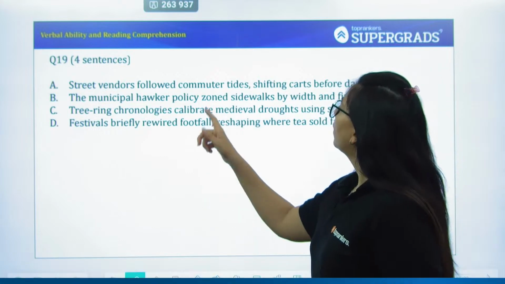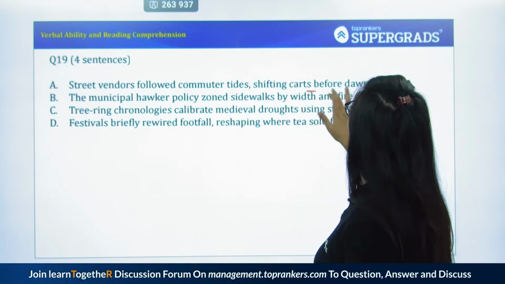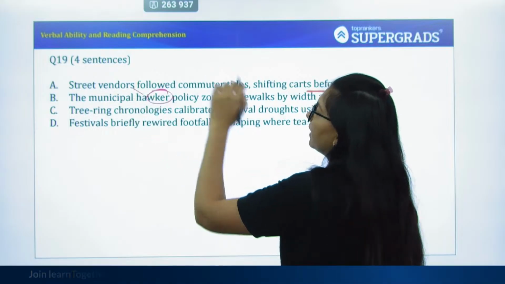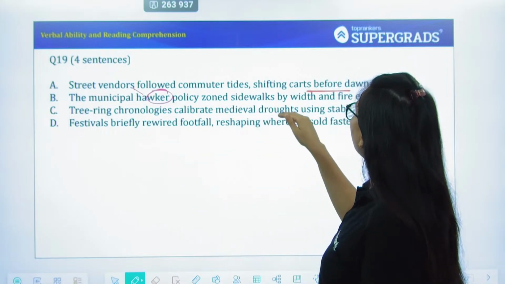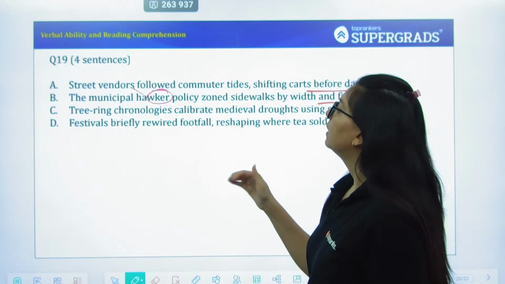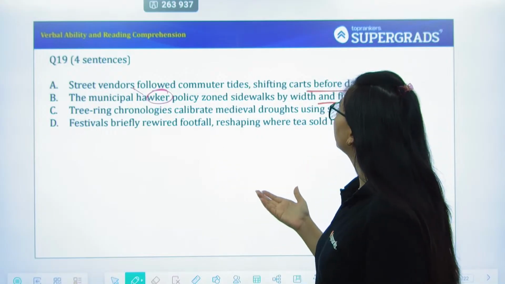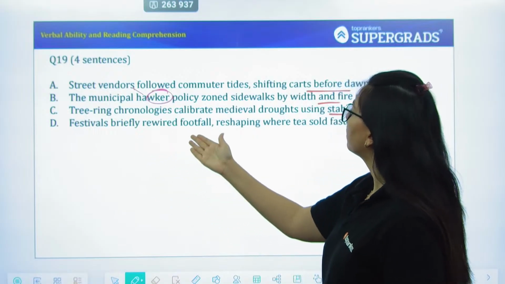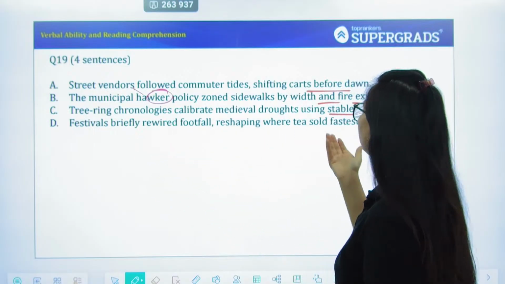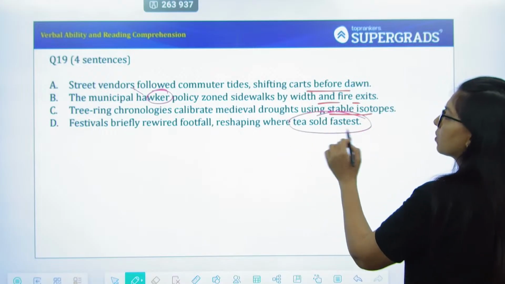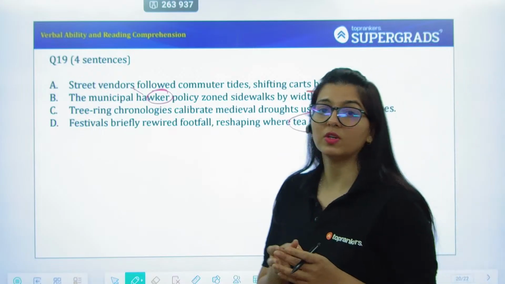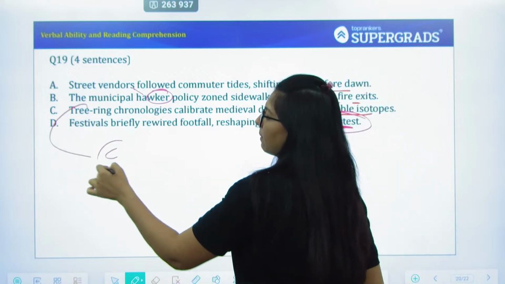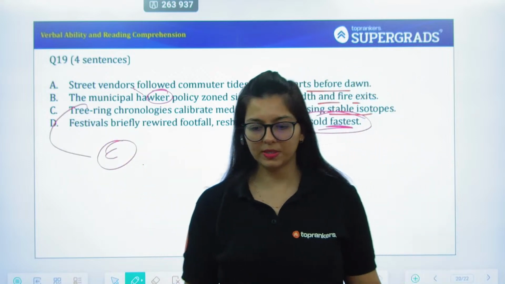Freight vendors followed commuter tides, shifting carts before dawn. The municipal hawker, obviously, the hawker will become the vendor. Policy zoned sidewalks by width and fire exit. Tree ring chronologies calibrate medieval droughts using stable isotopes makes no sense. Festivals briefly rewired footfall, reshaping where tea sold the fastest, again in terms of the hawker and the vendor concentration. So the one thing which is an absolute misfit, of course, will have to be C.